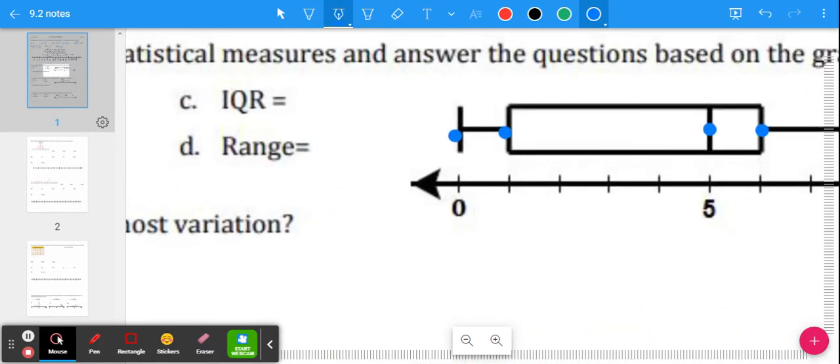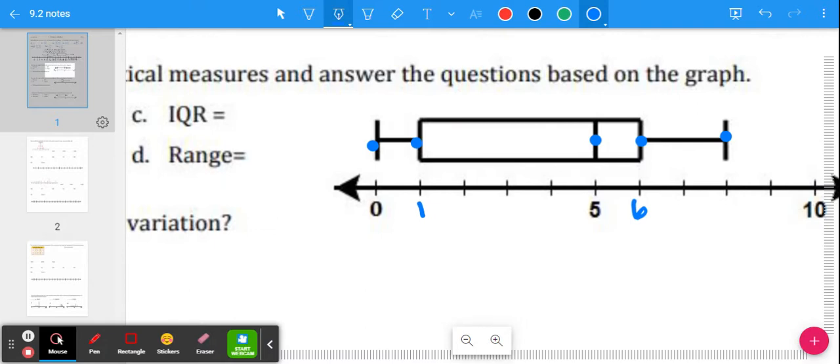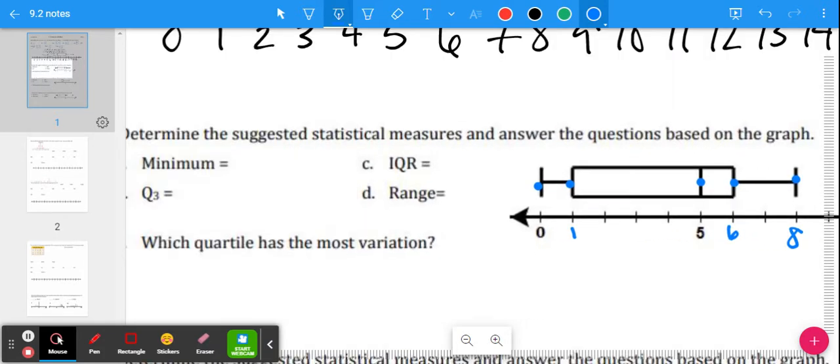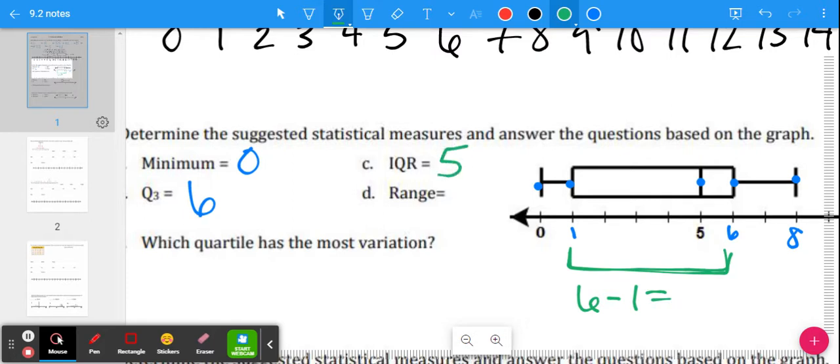So if this point is 0, that means Q1 is 1. We have 5, 6, and 8. So when we go to label everything, our minimum is 0. Our Q3 is 6. The IQR, remember, is the distance from Q1 to Q3. So 6 minus 1 gives us an IQR of 5.